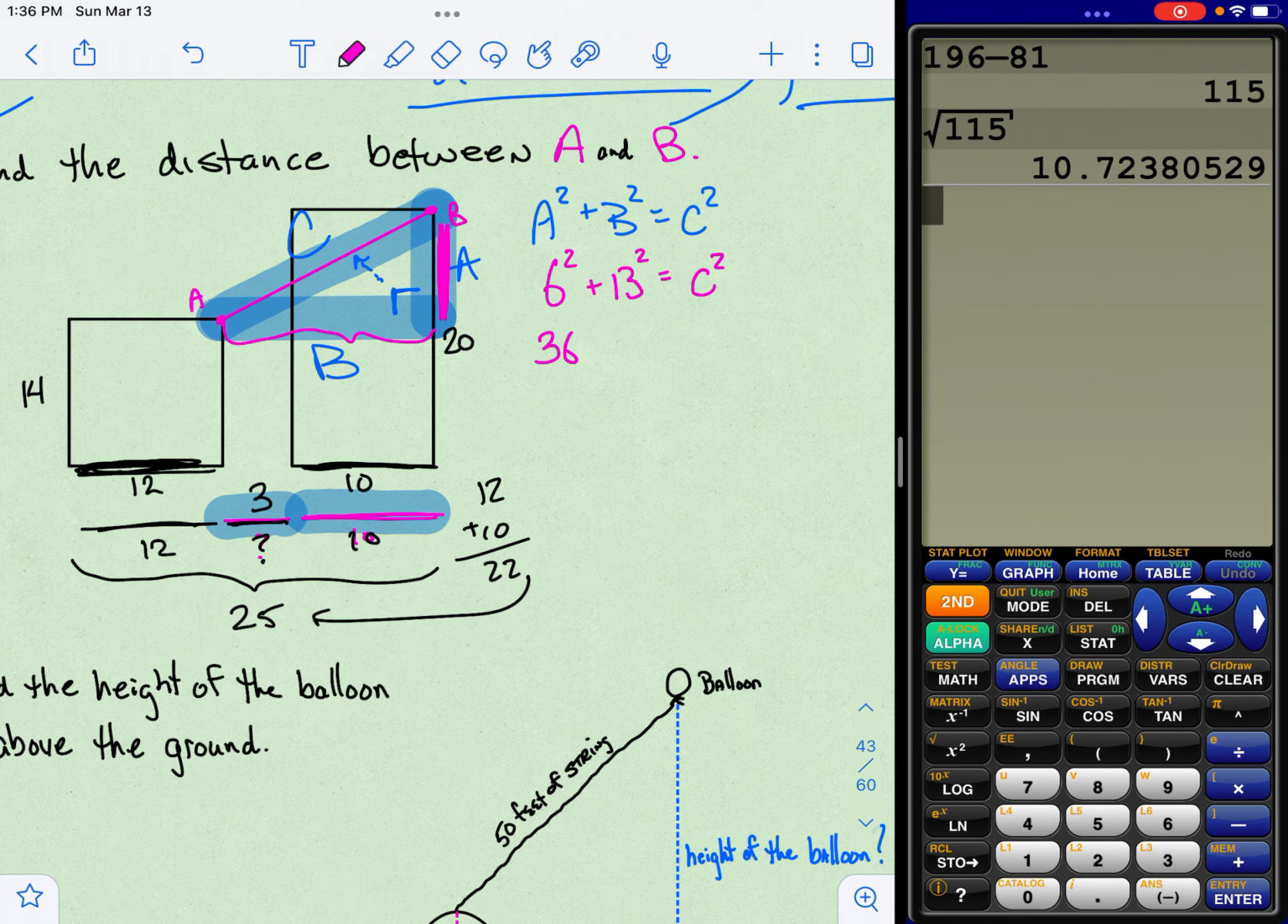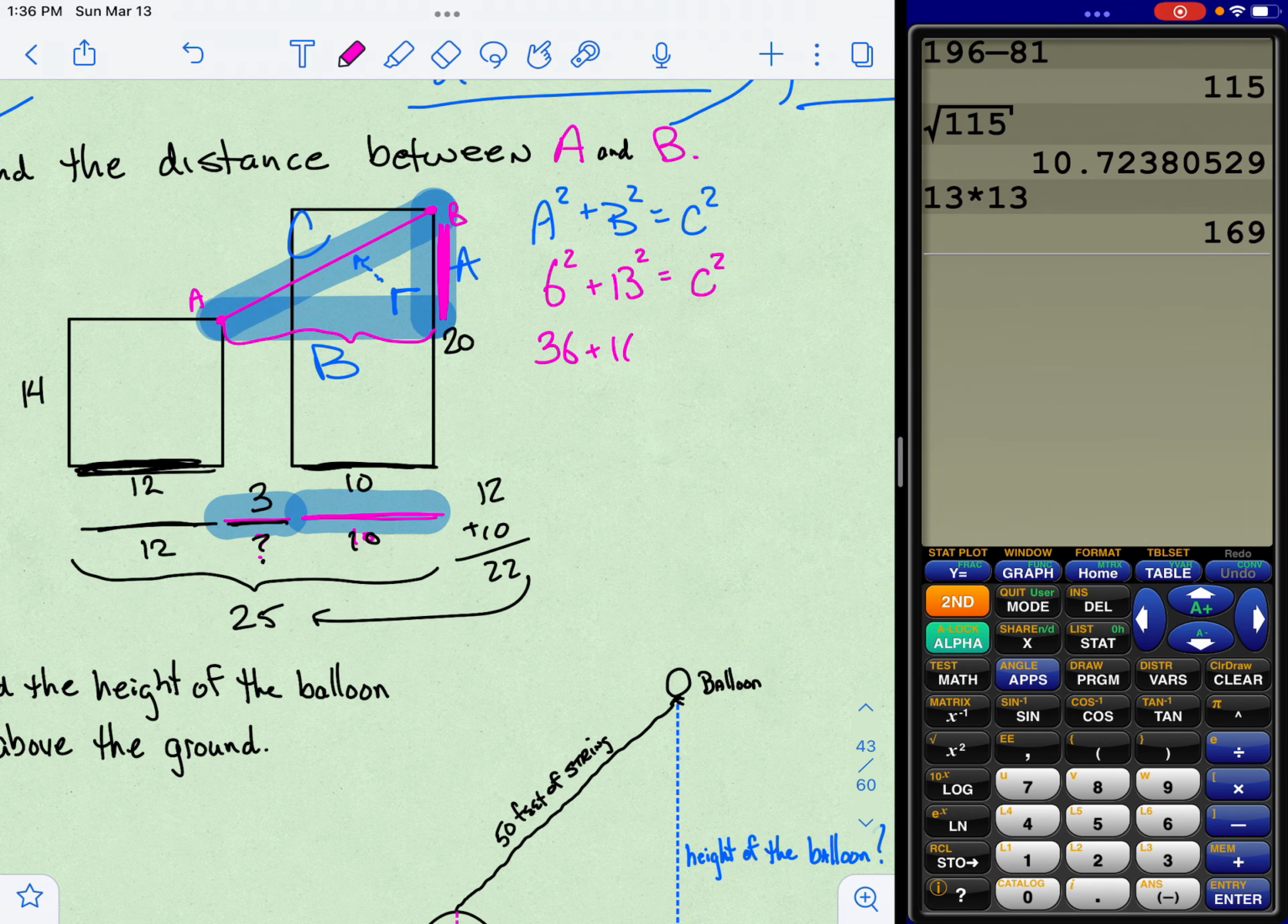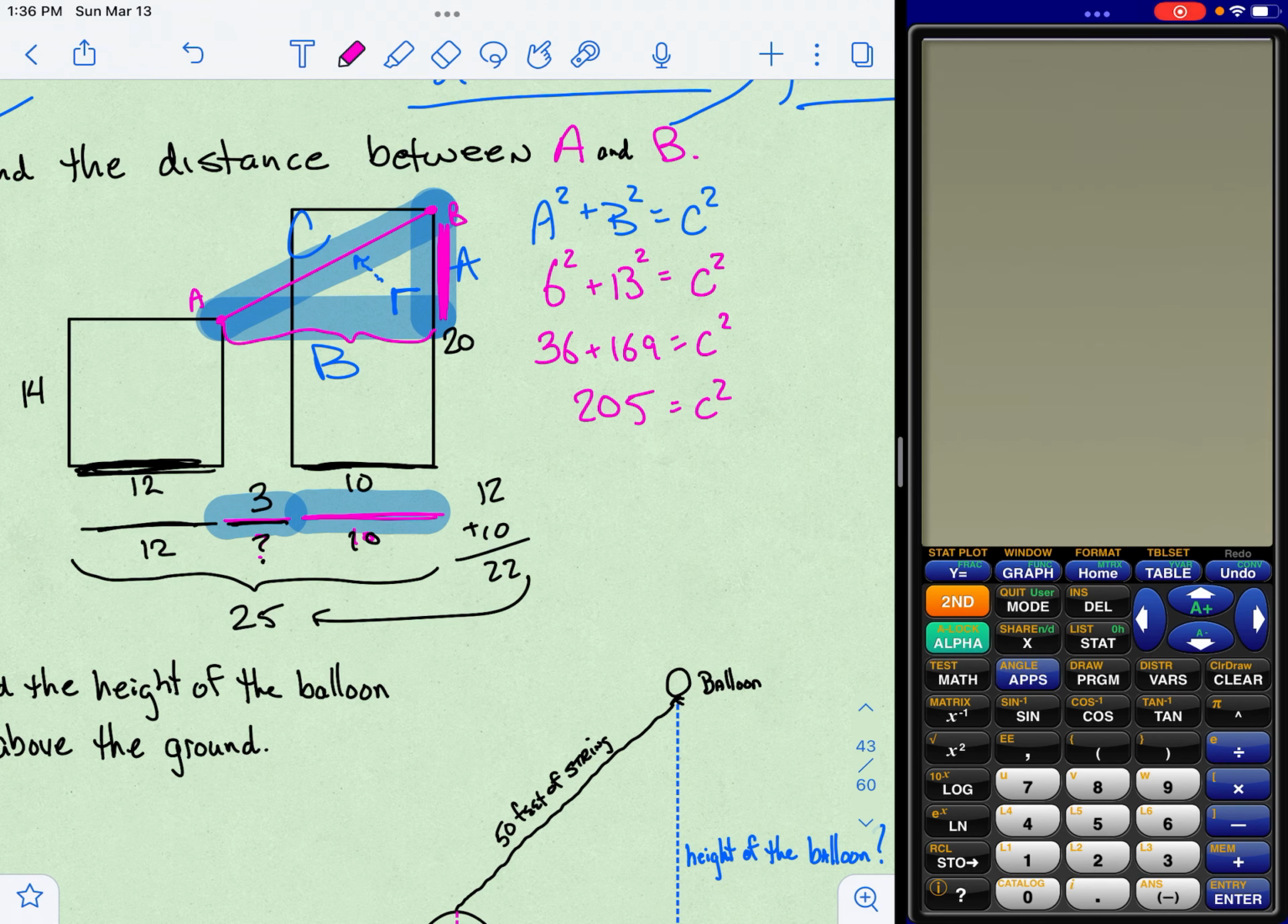6 times 6 is 36. 13 times 13, or 13 squared, is 169. I'm going to add those together. 169 plus 36. These buttons are teeny tiny. So I get 205 equals c squared. And we're going to go ahead and do the square root of 205, and that's 14.3. There we go, done. All right.